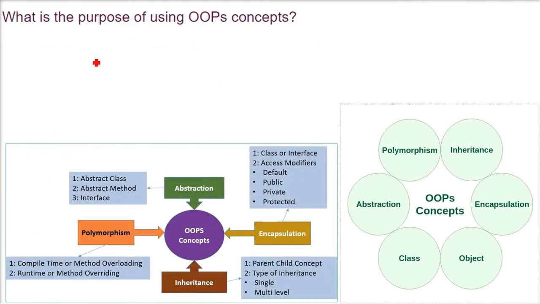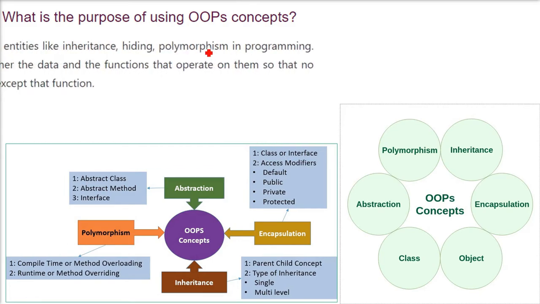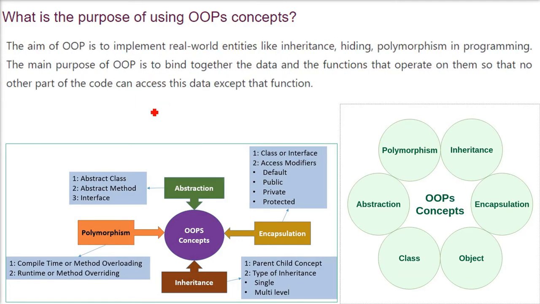What is the purpose of using OOPS concepts, object-oriented programming concepts? Why are we using it? Why are we not using other kinds of programming concepts? The idea and the aim of OOPS is to implement real world entities, because you are programming for the real world. So you need certain kinds of concepts. For example, your father is there and you inherit something from him. This is the real life scenario. In object-oriented programming, we can implement it using inheritance.